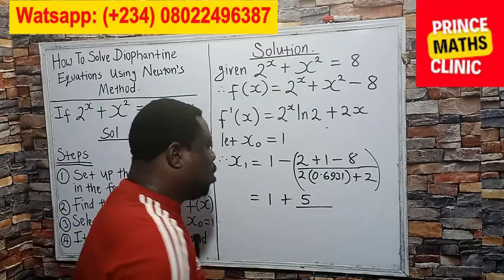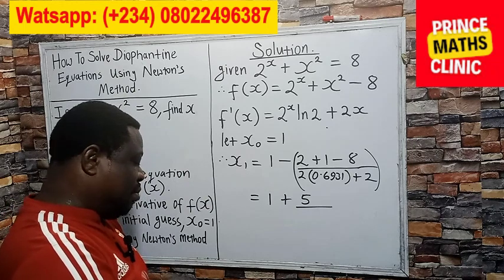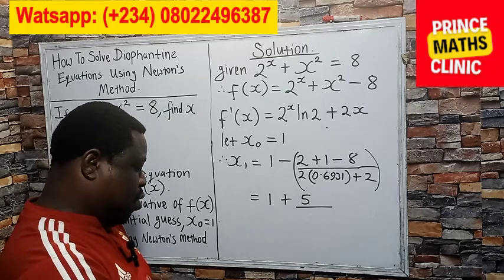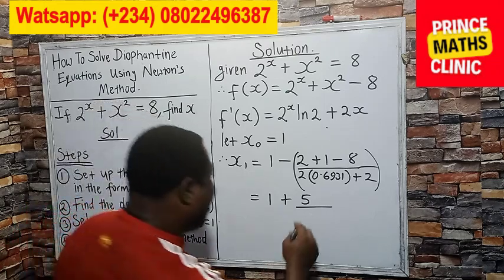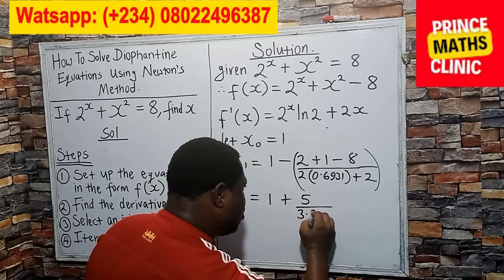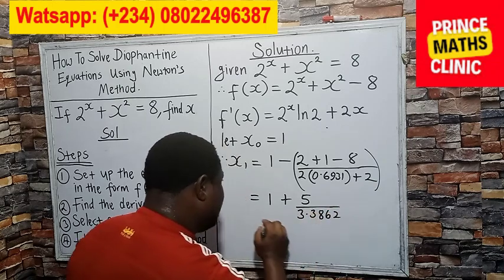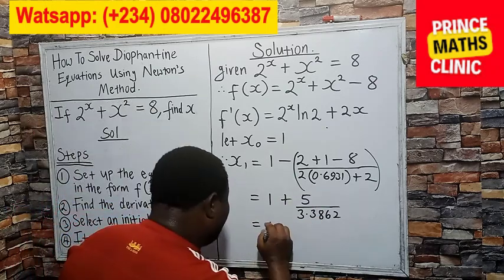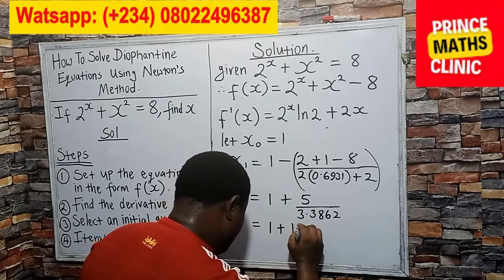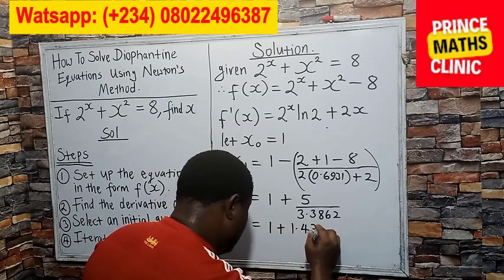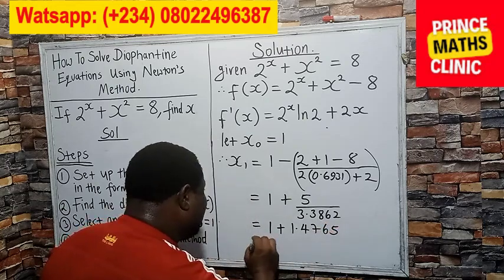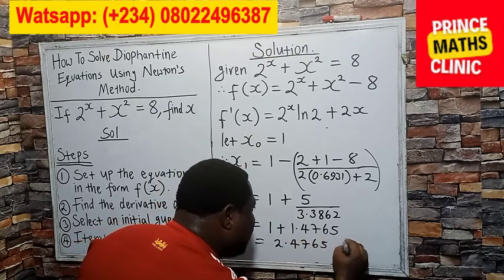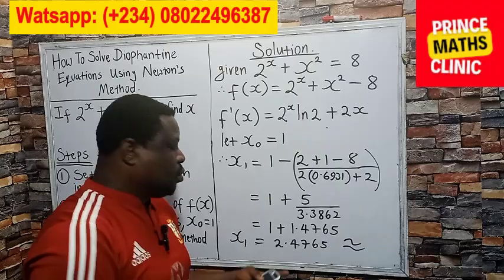So let's treat the denominator. So if I say 2 times 0.6931 plus 2, I'm going to get 3.3862. So 5 over this, what will it give us? We are going to get 1.4765. So if you add this, x1 is 2.4765. So you can approximate this to 2.